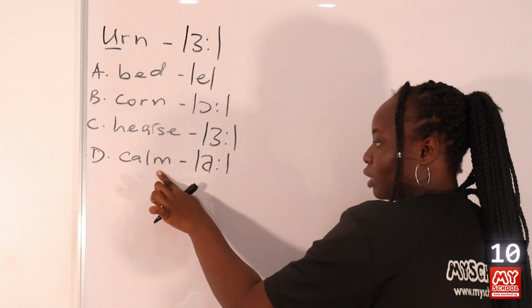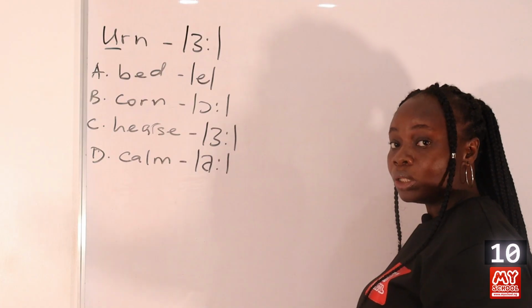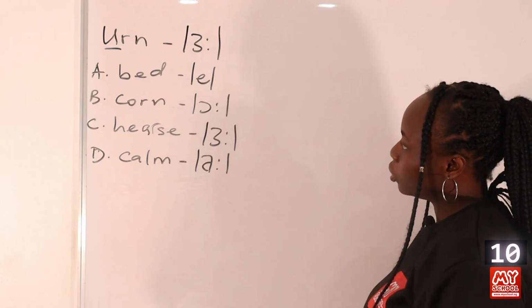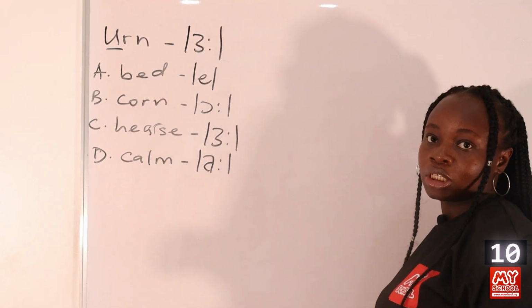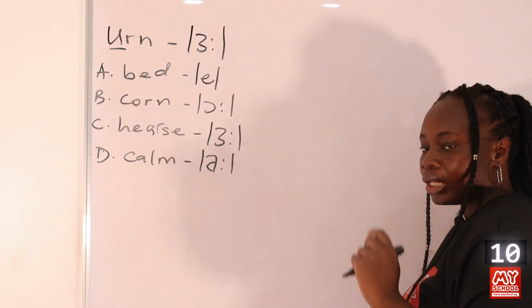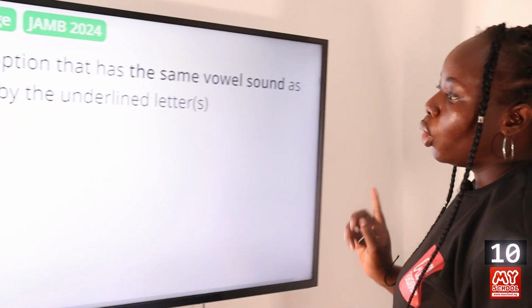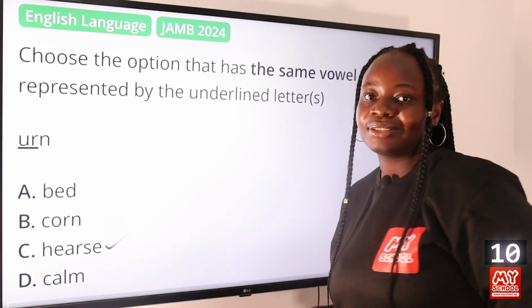It's important to note that when you're transcribing this word, the L is silent. There is no sound there. It's pronounced as calm. So from this transcription, we can see that option C has a vowel sound similar to that in the given word. So now let's go back to the screen to mark our answer. So from the transcription, we can see that option C is the answer to this question.